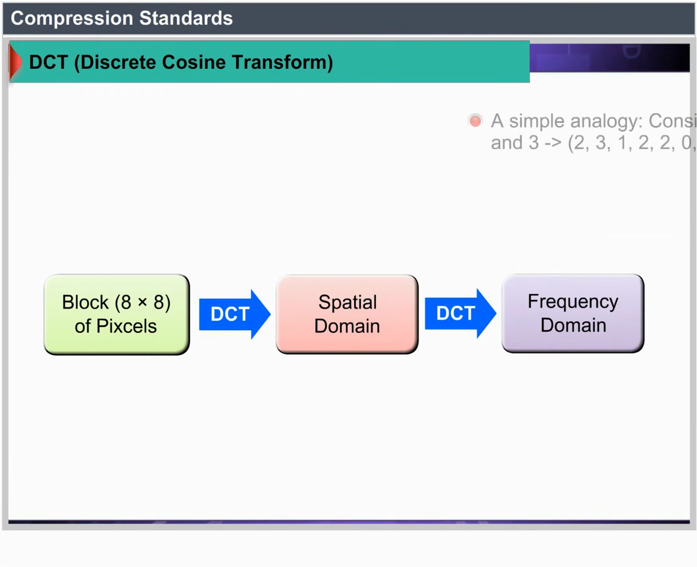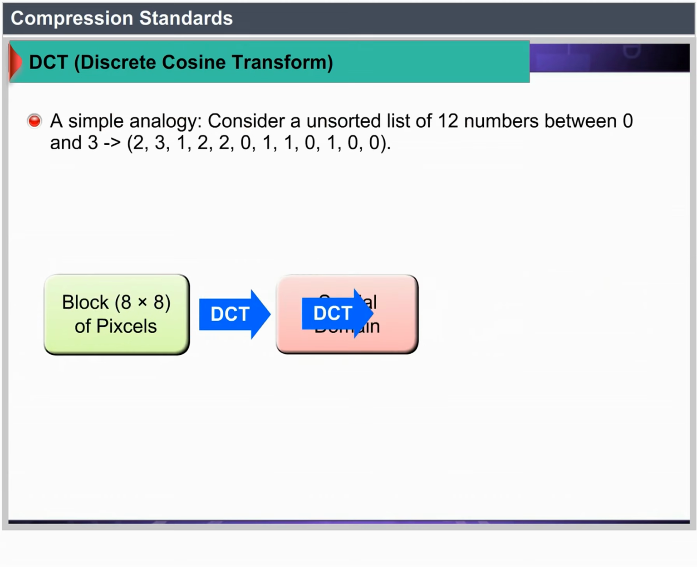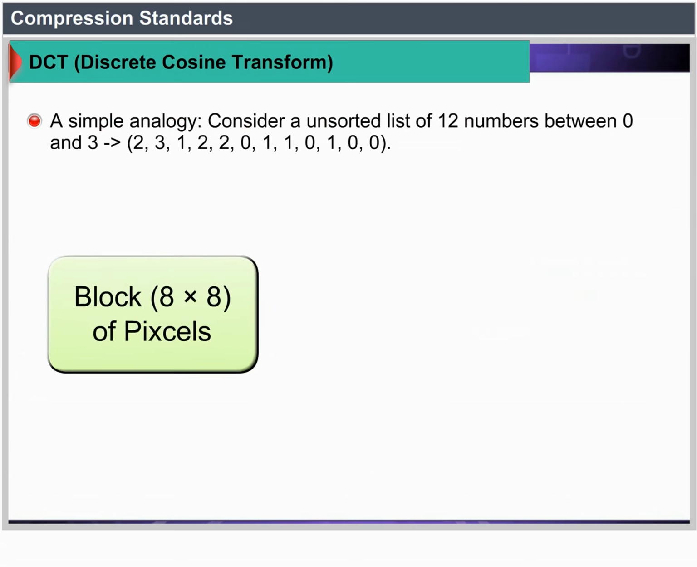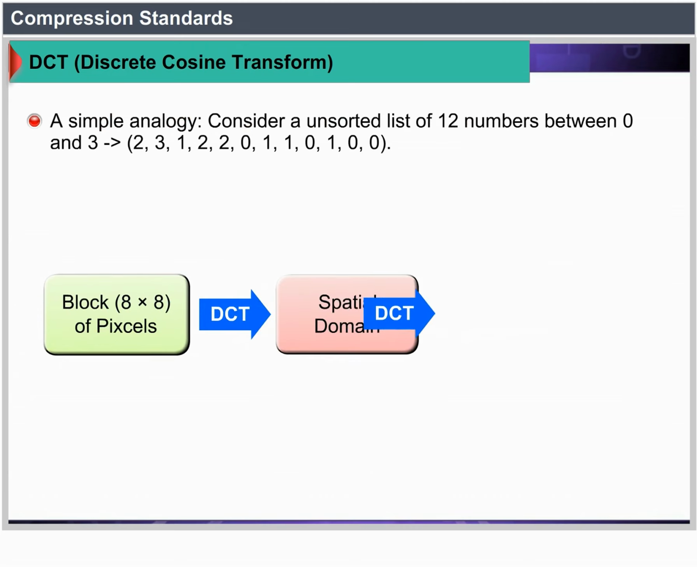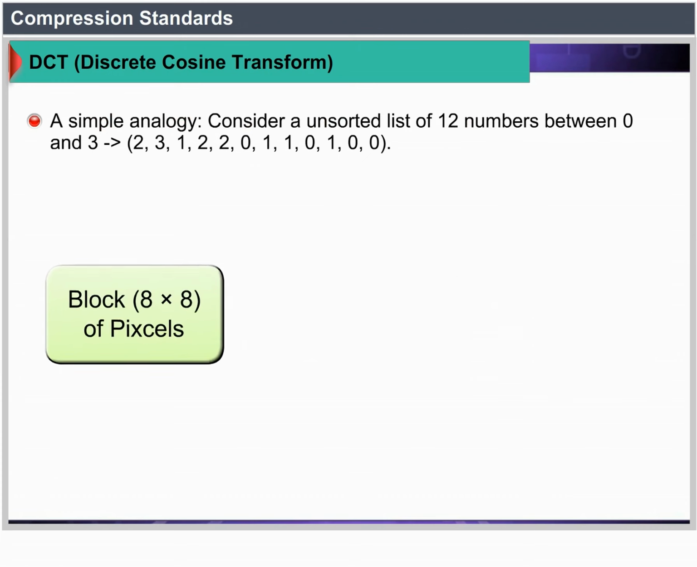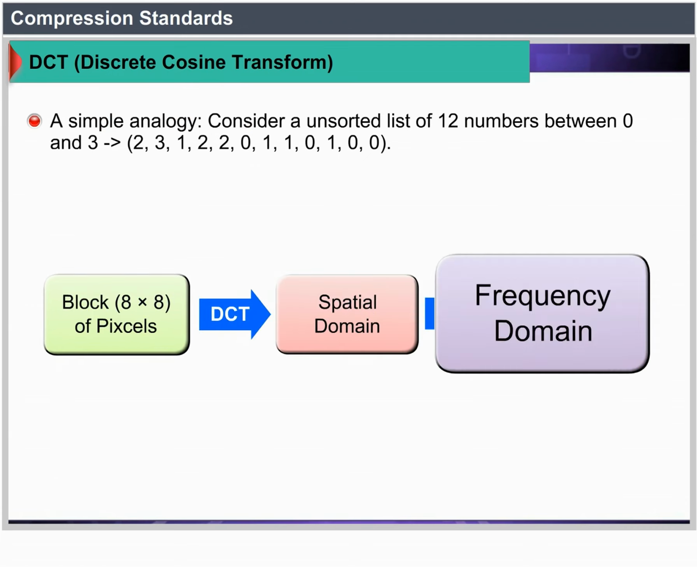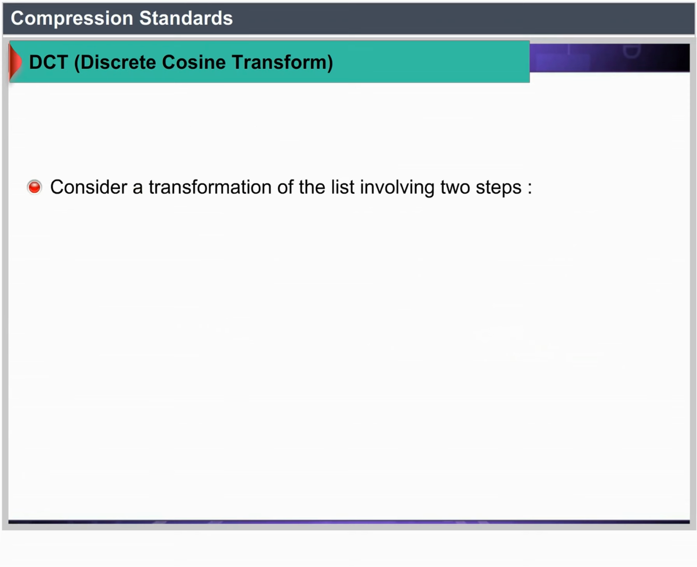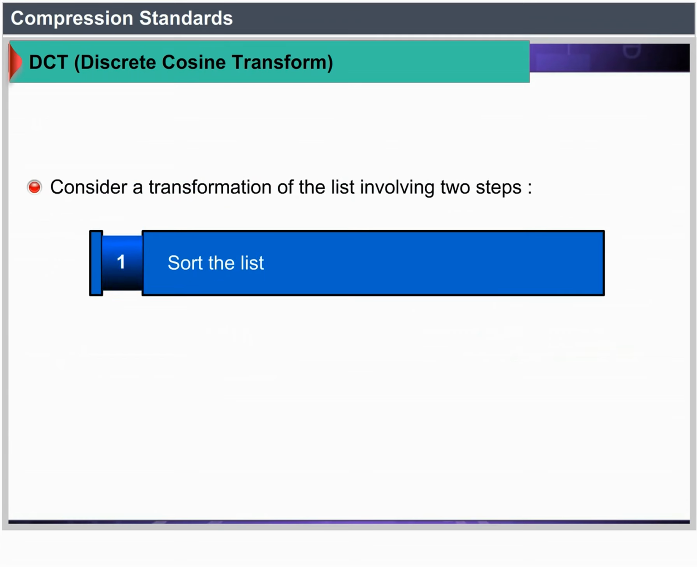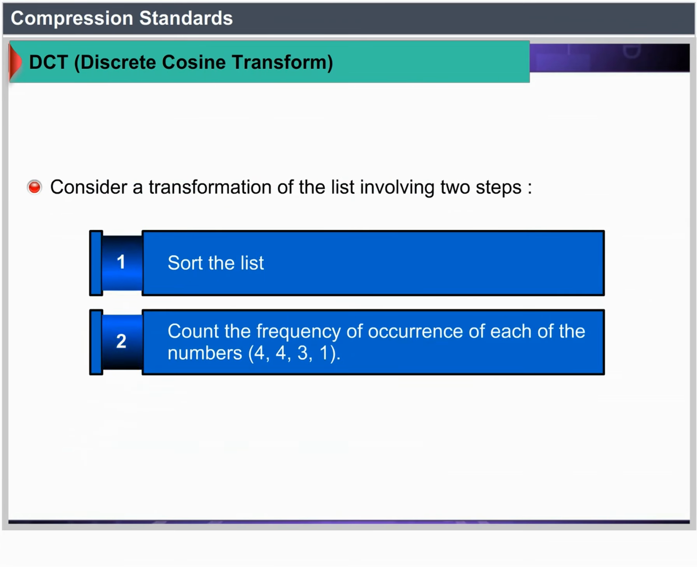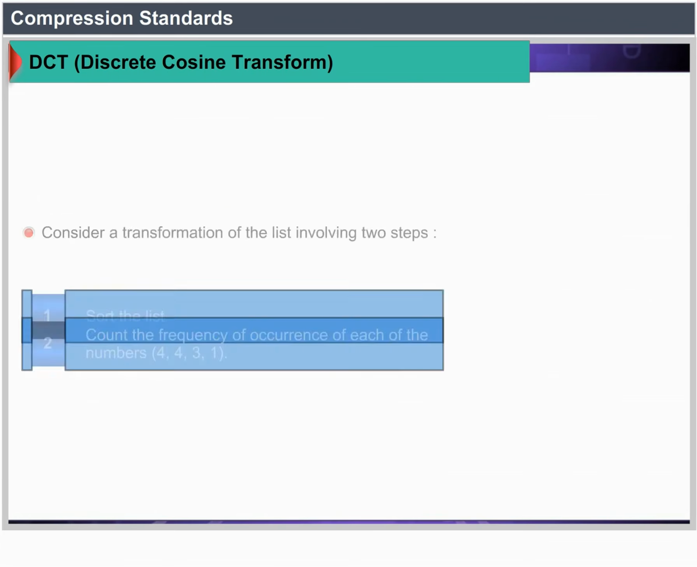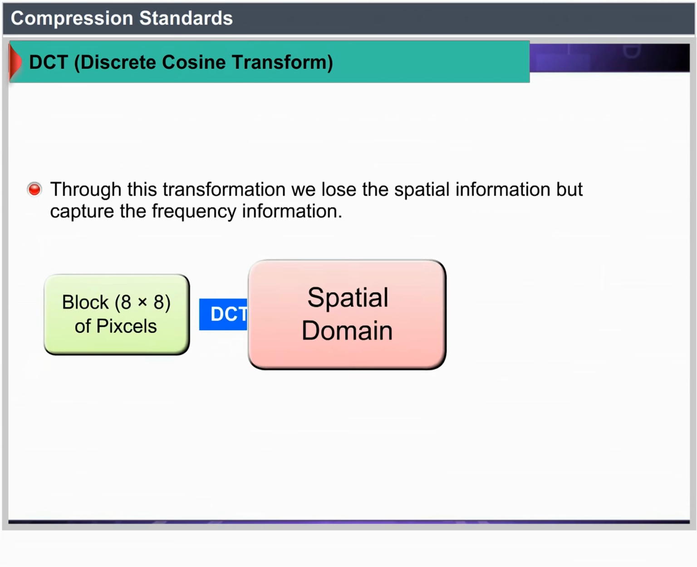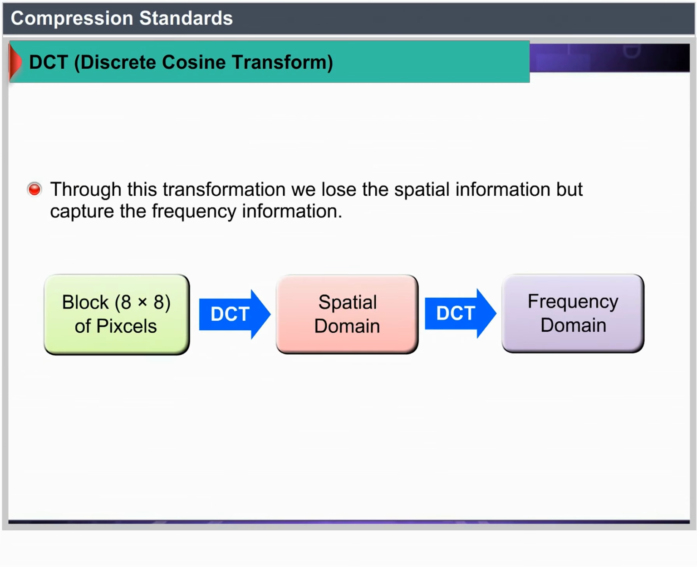A simple analogy can be, consider an unsorted list of 12 numbers between 0 and 3 such as 2, 3, 1, 2, 2, 0, 1, 1, 0, 1, 0, 0. Consider a transformation of the list involving two steps. Sort the list, count the frequency of occurrence of each of the numbers. Through this transformation, we lost the spatial information but captured the frequency information.